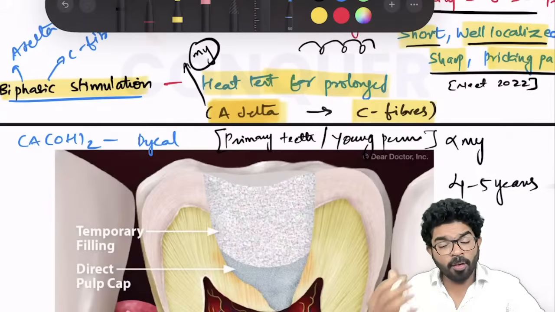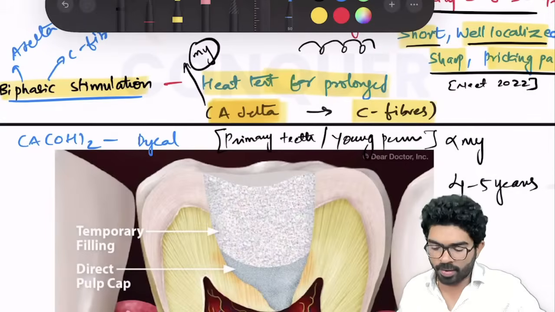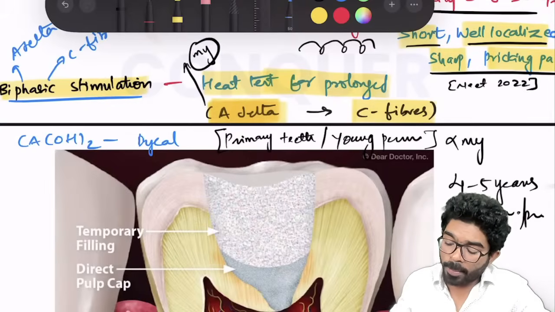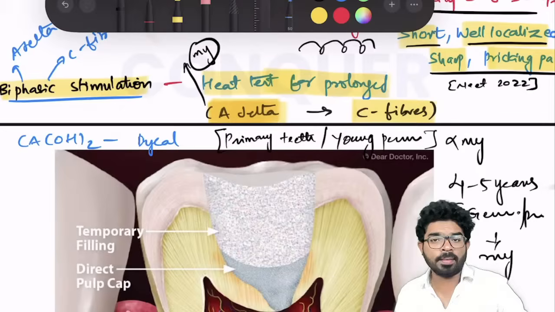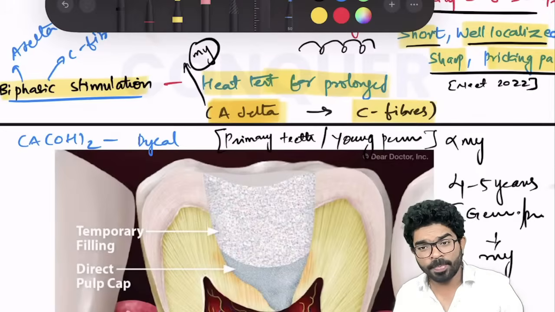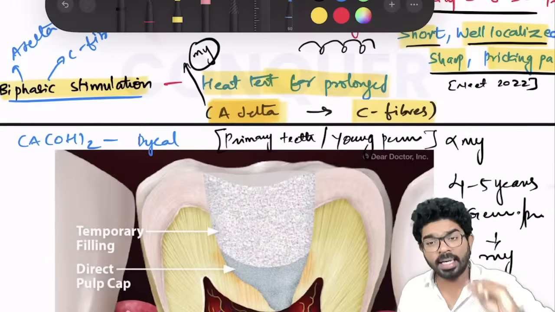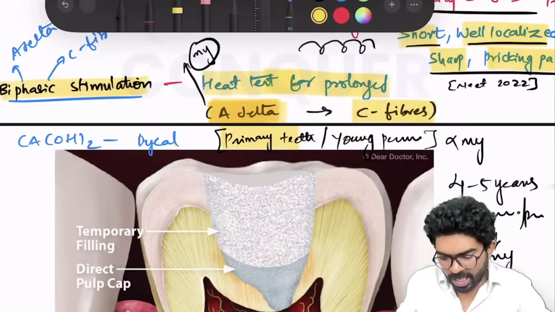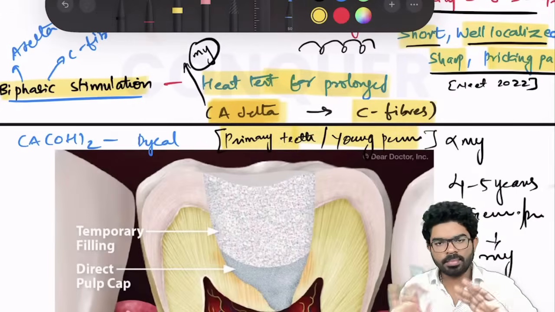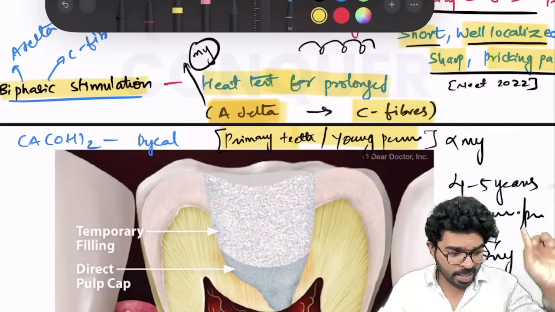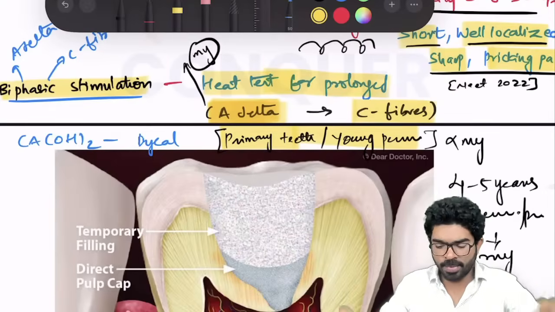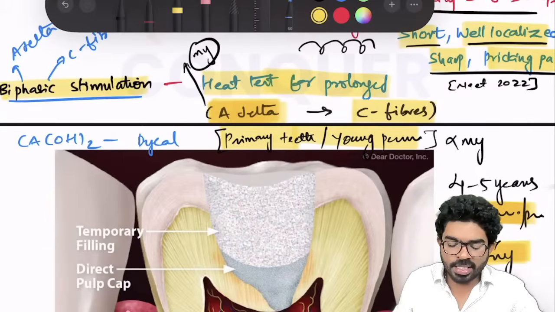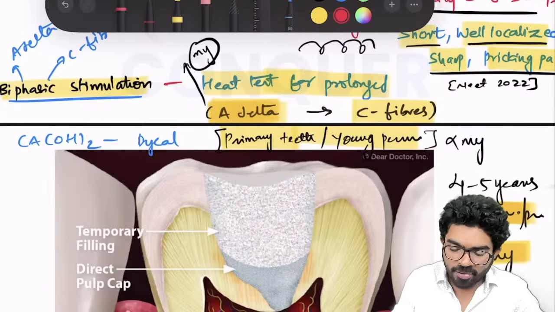A tooth will take 4 to 5 years after its eruption into the oral cavity to produce the myelin sheath. Means myelination of nerve fibers is going to occur 4 to 5 years after the tooth has erupted into the oral cavity. So that is the reason why strictly in primary teeth and in young permanent teeth, I'm not going to do this sensibility test. The reason why I'm not going to do this sensibility test is very simple. The answer is no myelin sheath. No myelin sheath means your myelination has not happened properly for your A delta fibers.